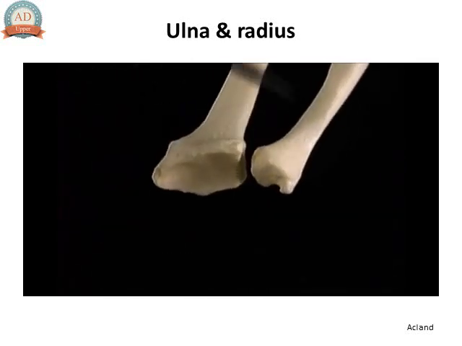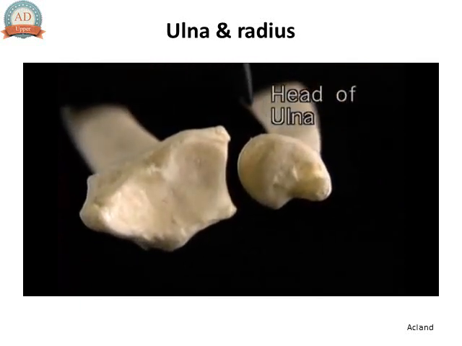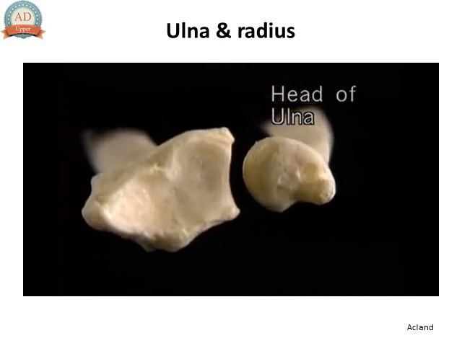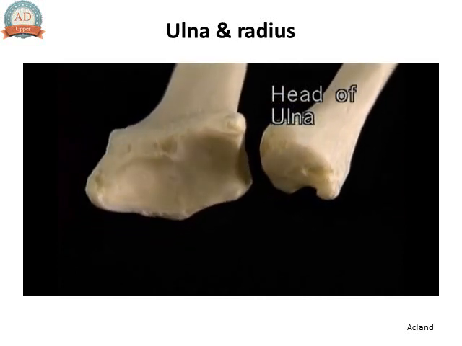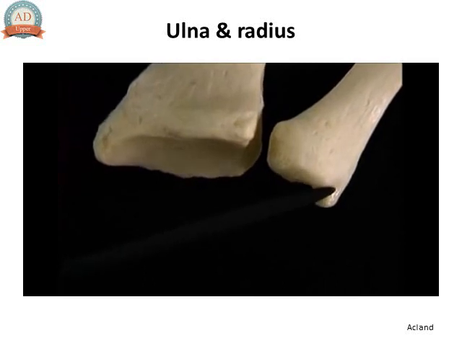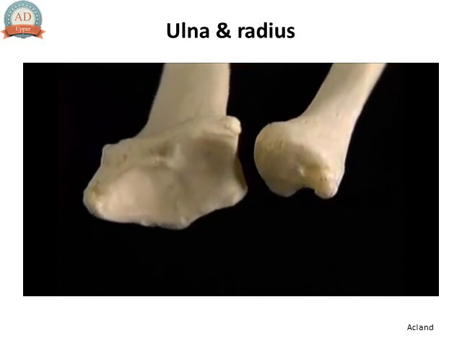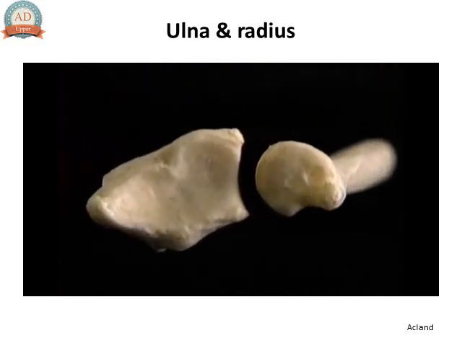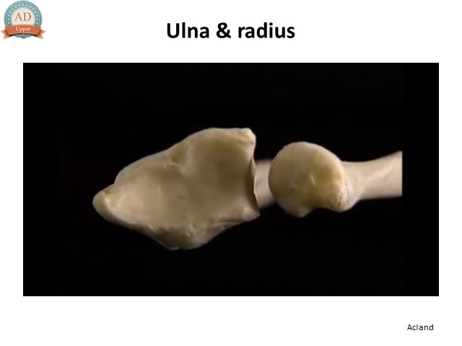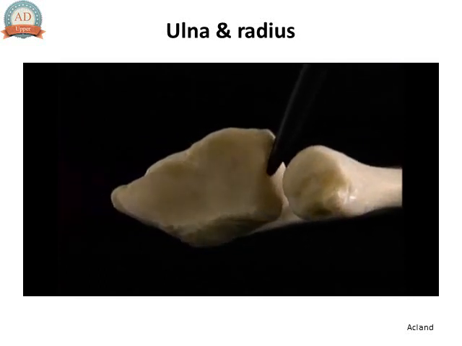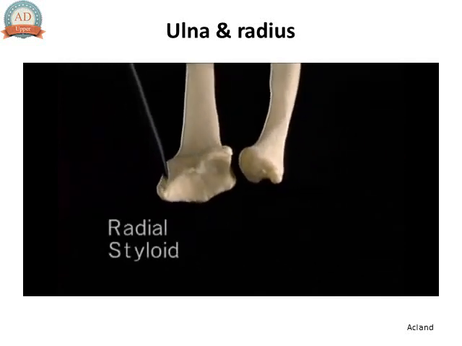Let's look at the distal ends of the radius and the ulna. The head of the ulna has a rounded articular surface. This part articulates with the radius. This part articulates with a key structure that we'll see shortly, the triangular fibrocartilage. The pointed tip of the ulna is called the ulnar styloid. The broad distal end of the radius has two articular surfaces. This large one articulates with the proximal row of carpal bones. This small surface articulates with the ulna. This point is the radial styloid.